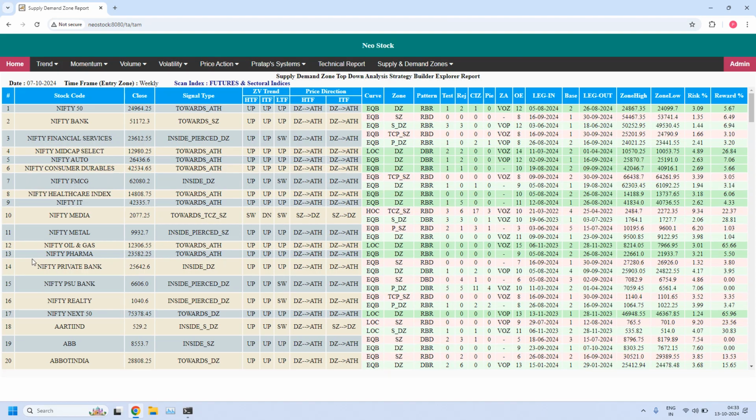Remember, first 17 in this list are indices. That includes all sectoral indices. Remaining all are equity stocks. But the equity stocks I have filtered based on the stocks listed in F&O. Not F&O stocks, equity stocks only. But the stock list is filtered from F&O listed companies. Okay, I am scrolling the list down. Whichever stock you want to refer, there you please pause the video.